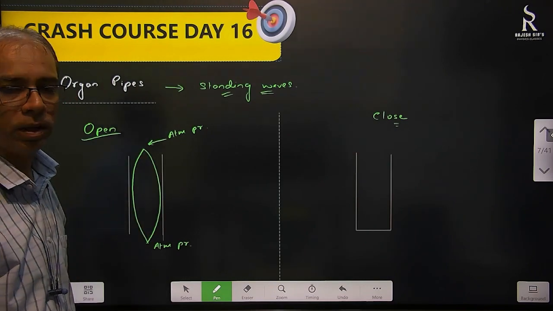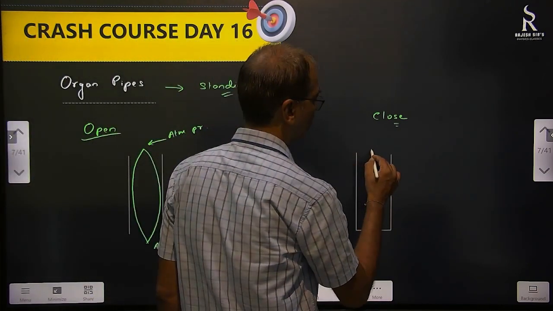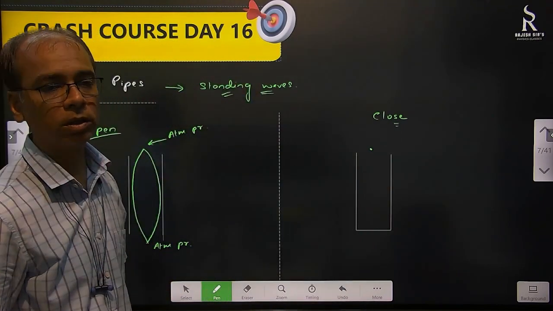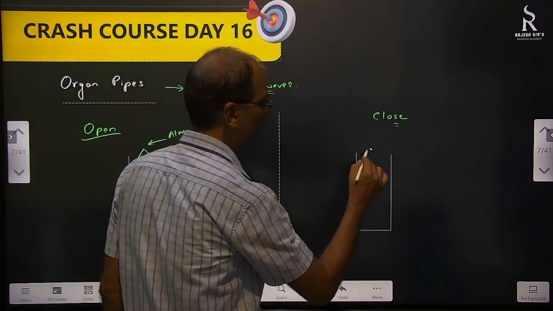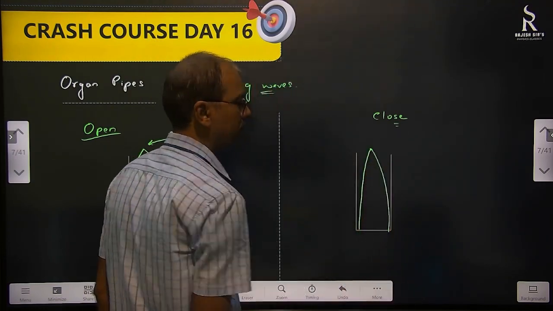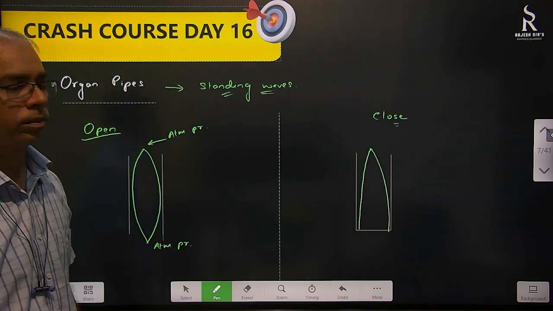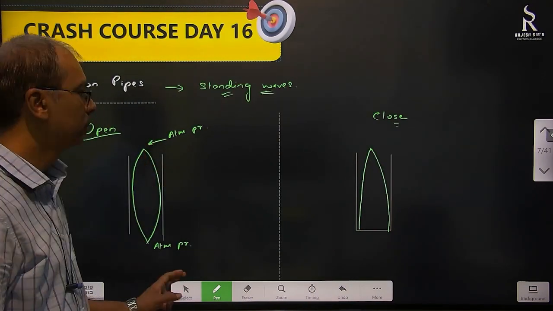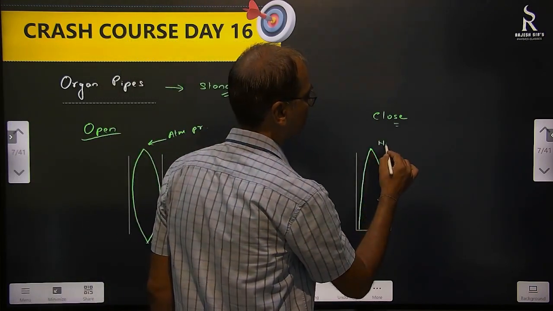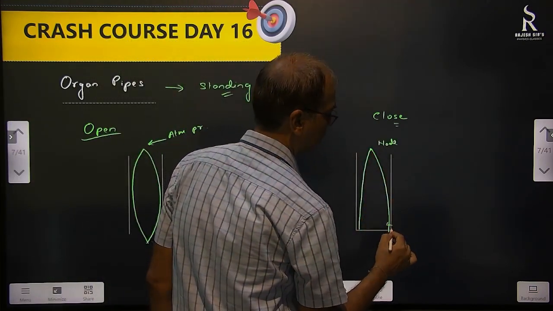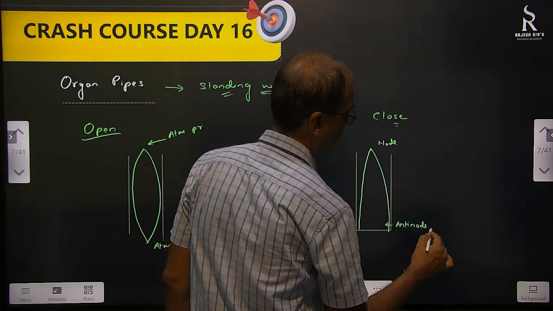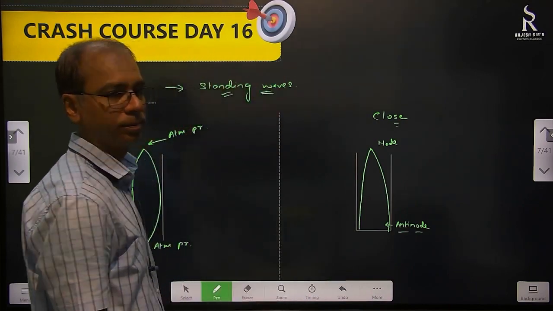Same in a closed organ pipe, if you make this, this is atmospheric pressure here, so this is going to be a node. But this is not atmospheric pressure, so there will be an anti-node. So we'll make it like this. So here node and node, here node and anti-node. Okay. So this we call as the fundamental tone.